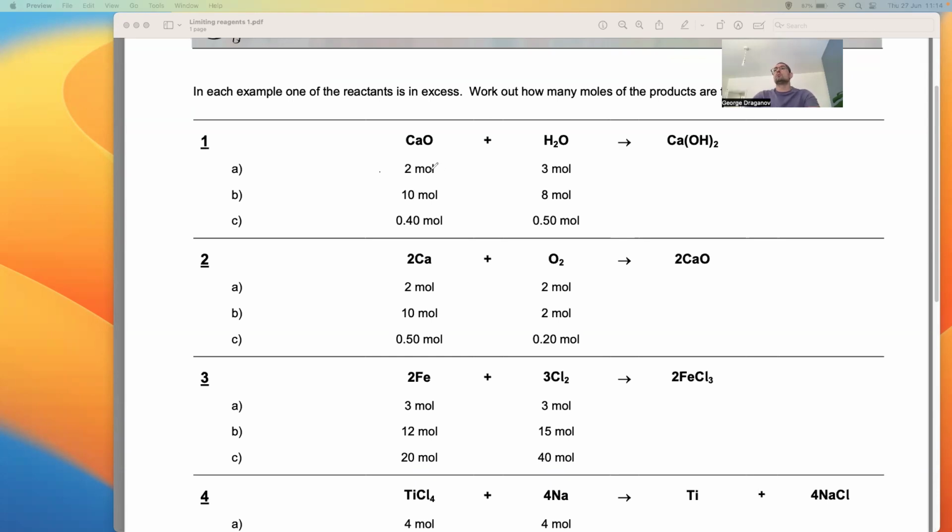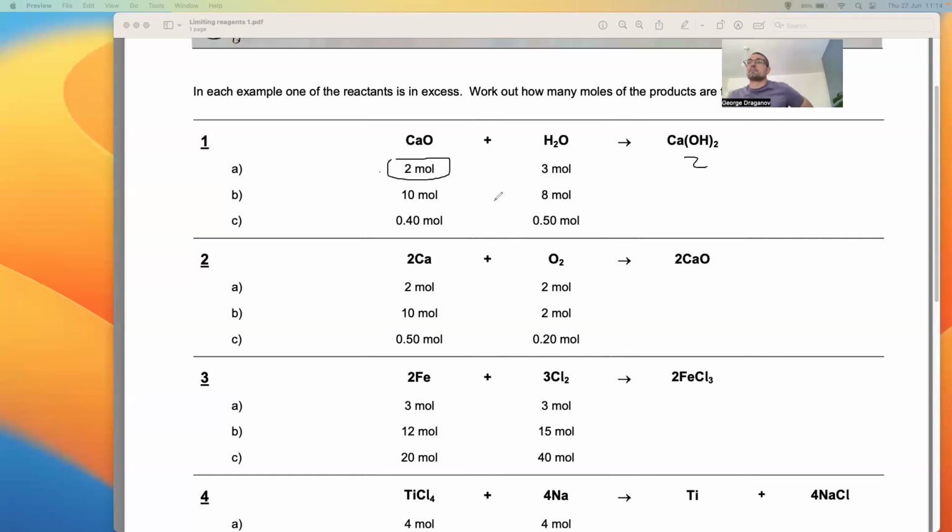So if 2 moles of calcium oxide reacts with 3 moles of water, the smaller number would be the limiting reactant because it's simply smaller than this one, and the ratio is 1:1. To determine how much product you can actually form, always look at the ratio between the limiting reactant and the product. So it's 1:1. So if we have 2 moles here, we have 2 moles here.